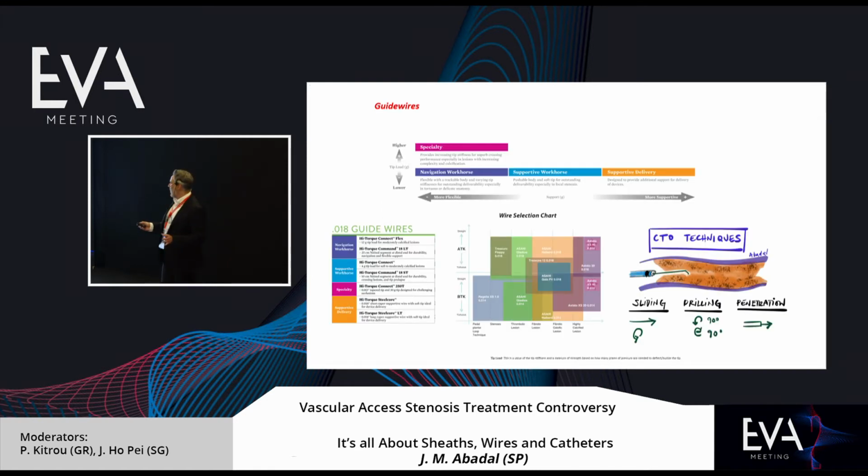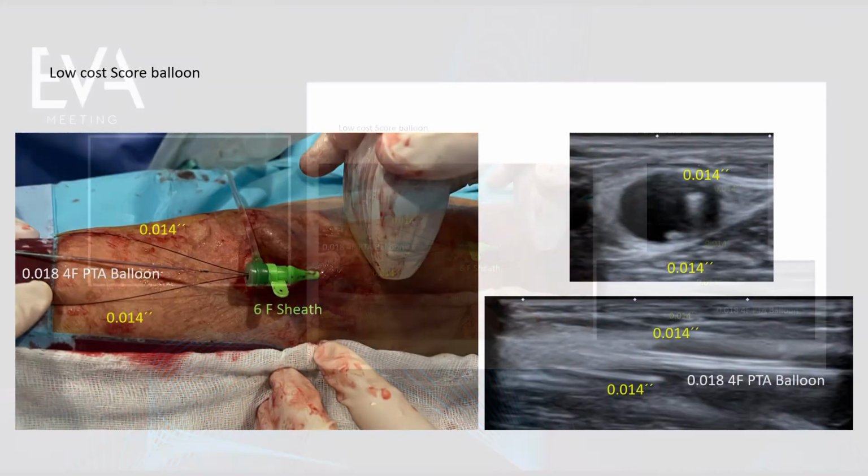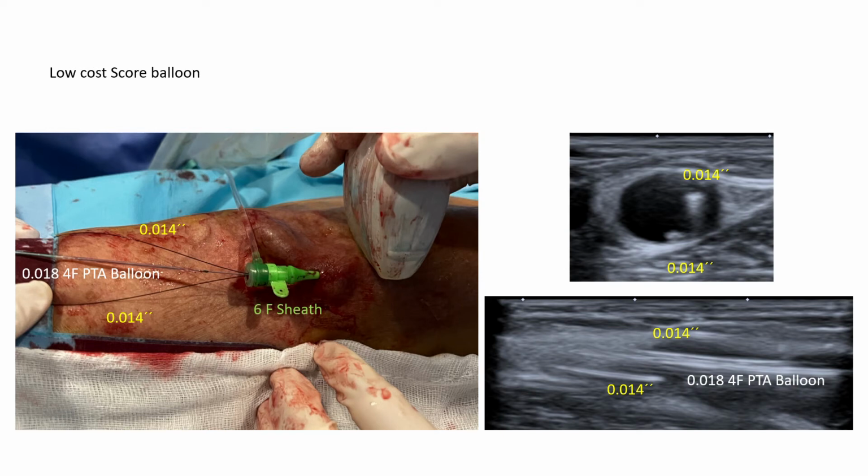So something we have to remind, it's some issues about guide wires. We have to refresh our knowledge about some concepts like tip load. We should have this wire selection chart in our heads, and just remind you that there are different techniques like sliding, drilling, penetration techniques when we are dealing with central occlusions. Just like to put other uses of guide wires, as in this case, we didn't have a score balloon, so with a 6F sheath, 0.014 guide wires, and a 4F PTA balloon, you can do a kind of score balloon.